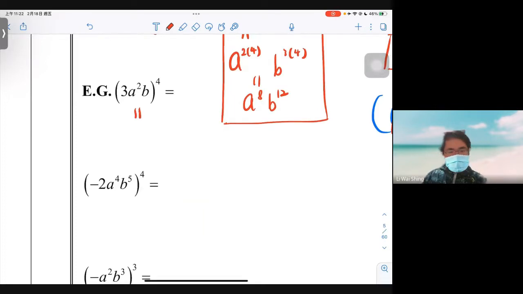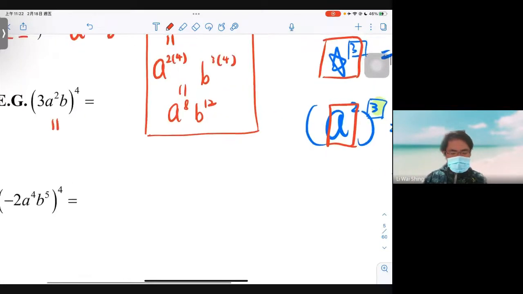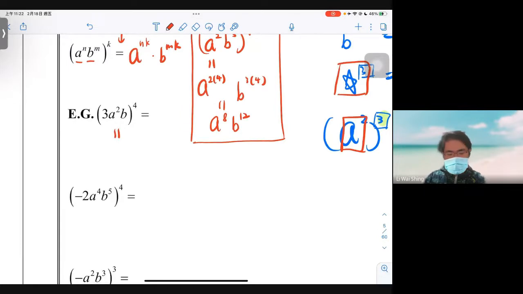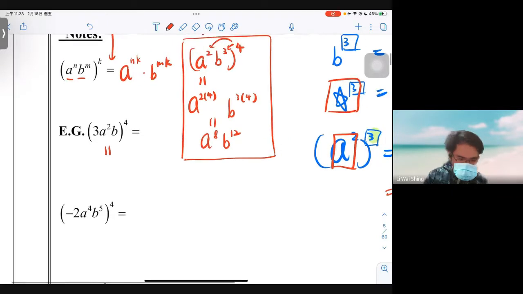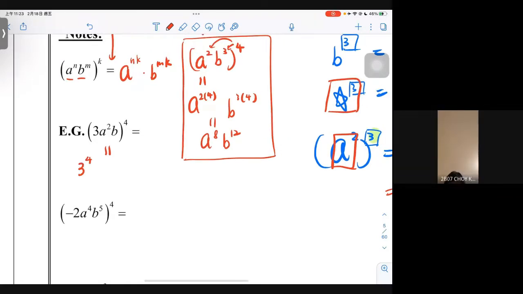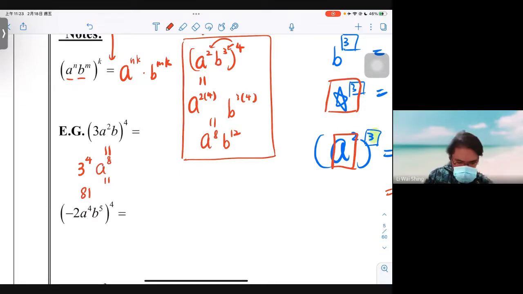So let me ask someone. In order to simplify this, Angela Choi, can you tell me how you would simplify or expand this? 3 to the power 4 equals 81, and then a to the power 8 times b to the power 4. Thank you so much. So you split the index inside.